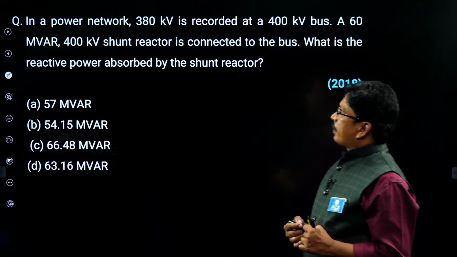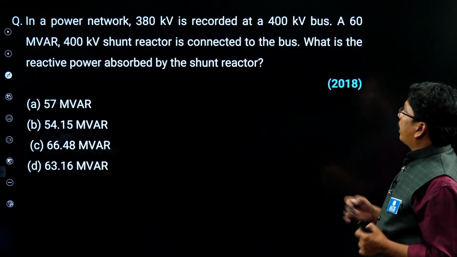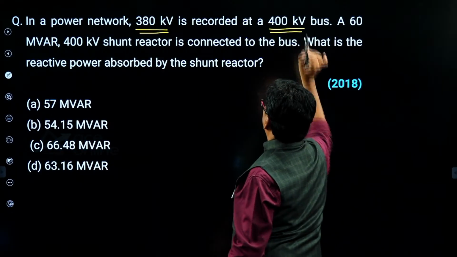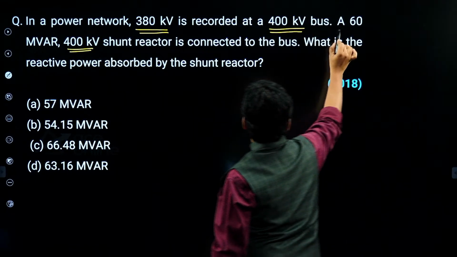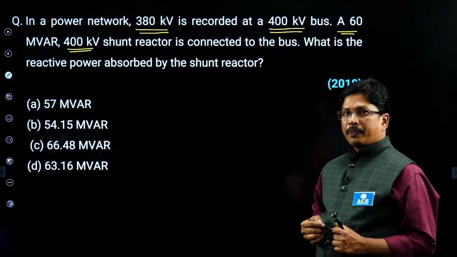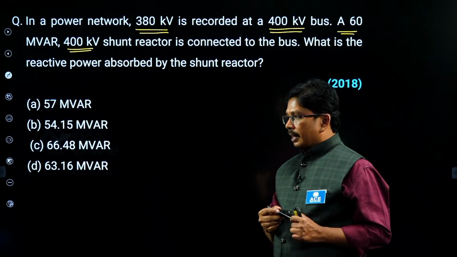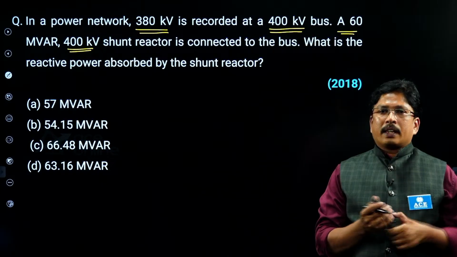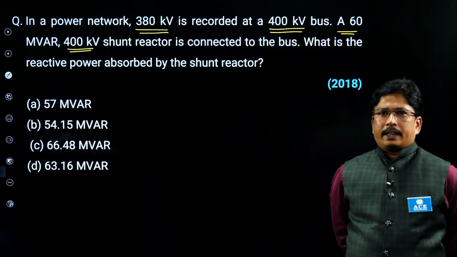In a power network, 380 kilovolts is recorded at 400 kilovolts bus. A 60 MVAR 400 kilovolts shunt reactor is connected to the bus. What is the reactive power absorbed by the shunt reactor? Any answer here?